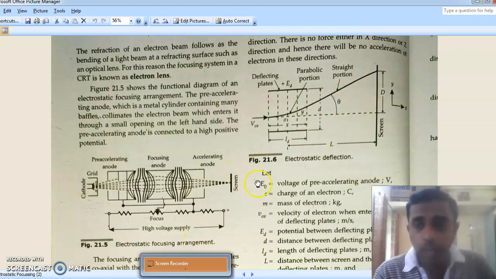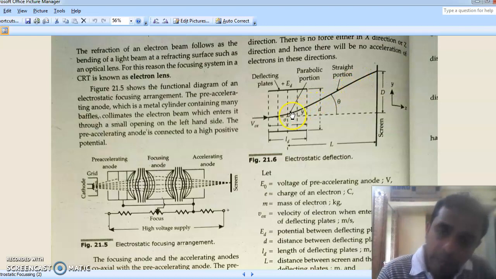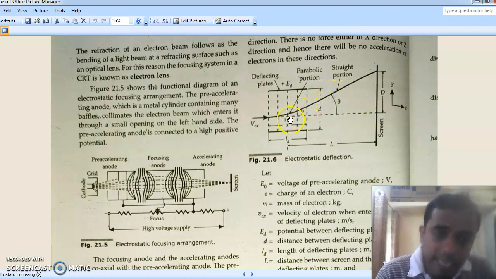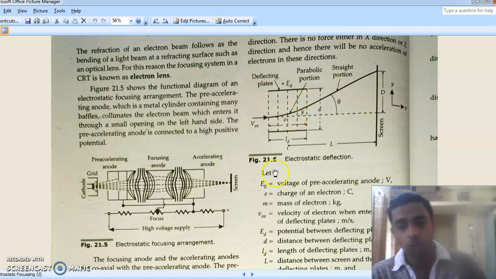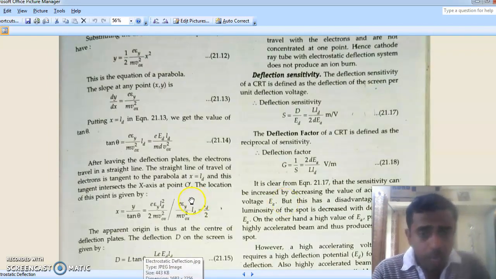And that is why you get a deflection here. Now, if I draw, so this is a straight line. If I continue this straight line, it becomes a tangent to this parabola. This straight line becomes a tangent to the parabola. And incidentally, this tangent intersects the x-axis at a point here that is known as O dash. The tangent extended intersects the x-axis at a point O dash. So we will continue the derivation.